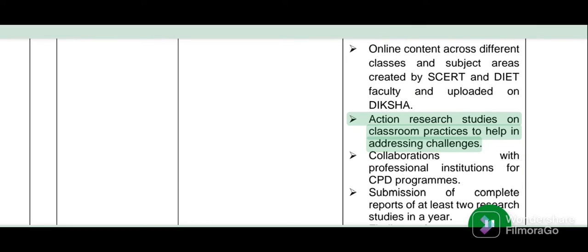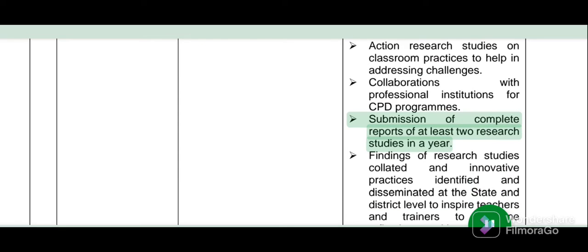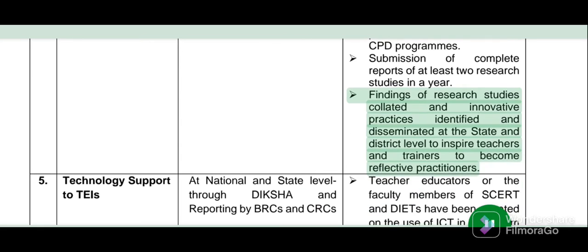Action research studies on classroom practices to help in addressing challenges. Collaborations with professional institutions for CPD programs. Submission of complete reports of at least 2 research studies in a year. Findings of research studies collated and innovative practices identified and disseminated at the state and district level to inspire teachers and trainers to become reflective practitioners.